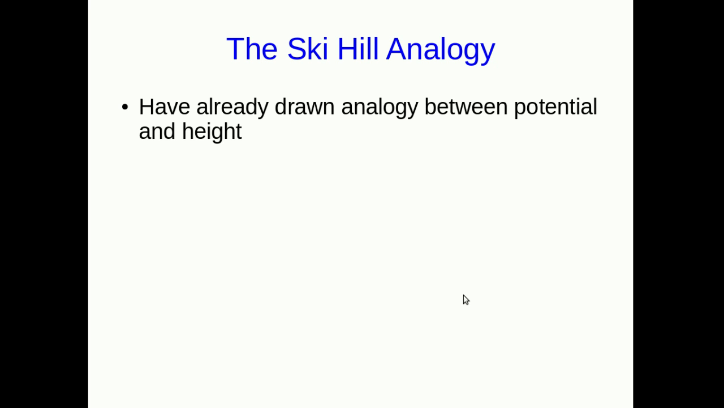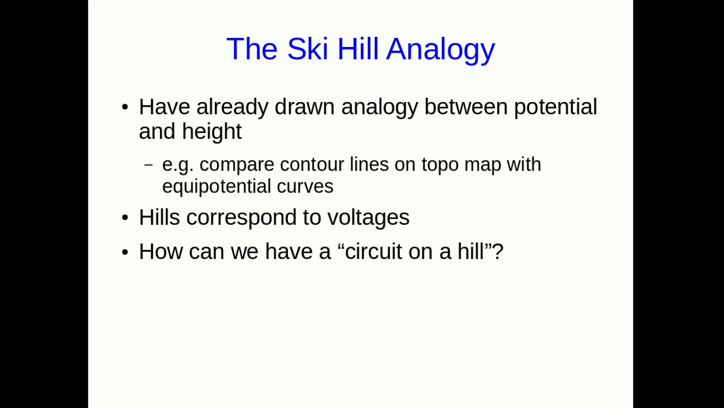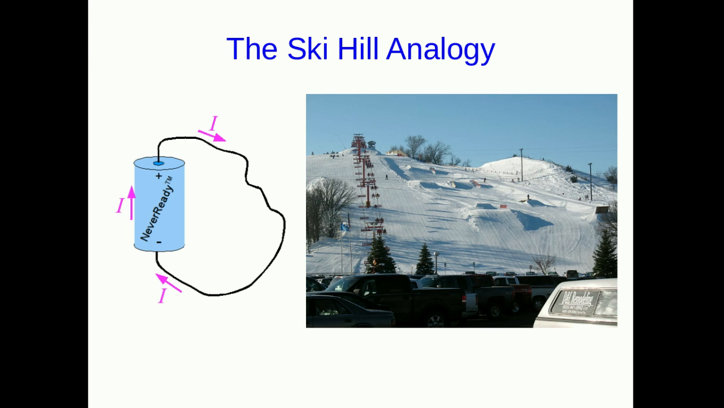I've already made this analogy of potential to height a fair number of times. For example, when we were comparing contour lines on a topographic map with equipotential curves. And so hills can be thought of as corresponding to voltages in this analogy. Since we're beginning to talk about circuits, how can we have a circuit on a hill? Well, one way is a ski hill, right? On a ski hill, your skiers go up on the lift and back down, and they hop back on the lift, and so they're going around and around just like in a circuit.